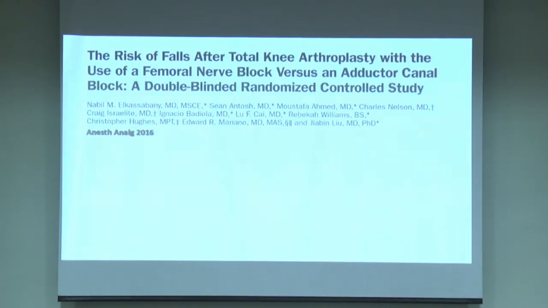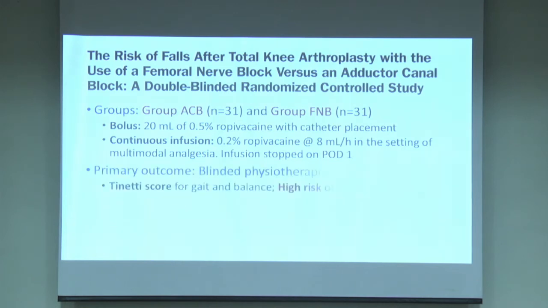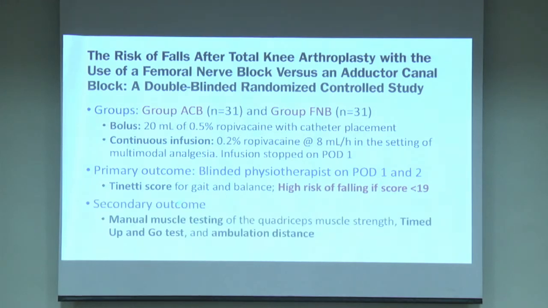What about the risk of falls? When we give femoral blocks versus adductor canal blocks, which is being popularized now, are there any risks involved? In this particular study, they used 0.2% ropivacaine as a continuous infusion. They did the 10-80 score, which is done for gait and balance. If the score is less than 19, then the risk of fall is high. The secondary outcomes were manual muscle testing, timed up and go test, and ambulation distance.